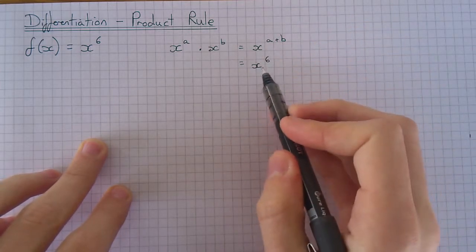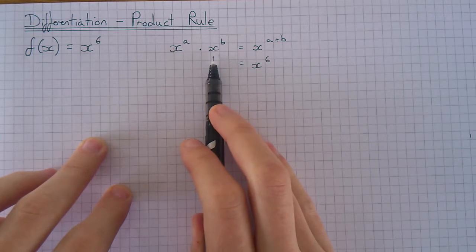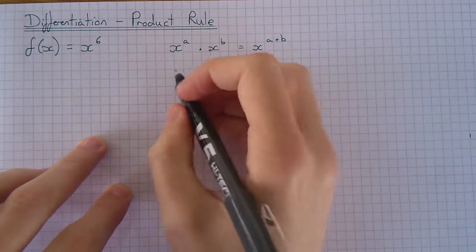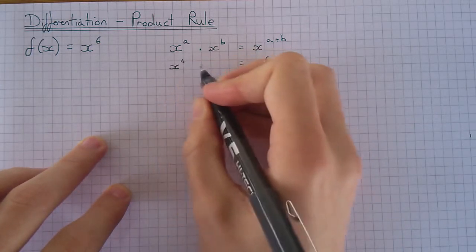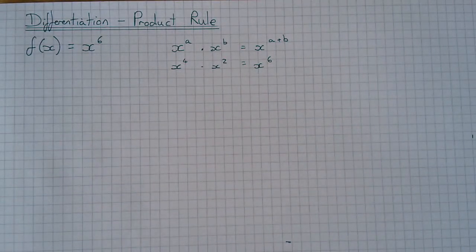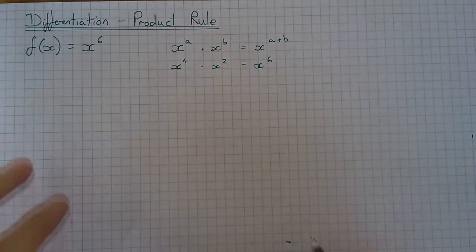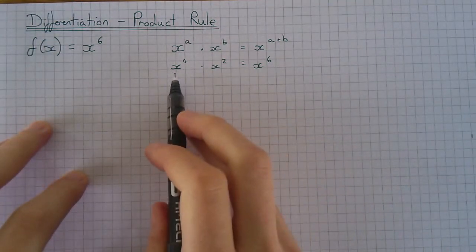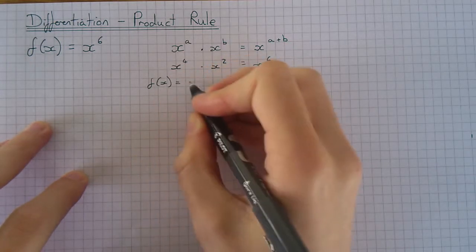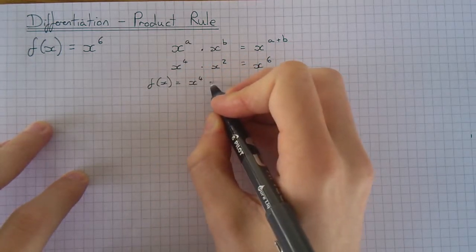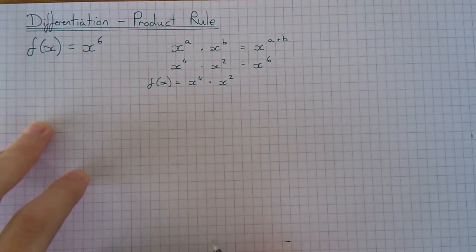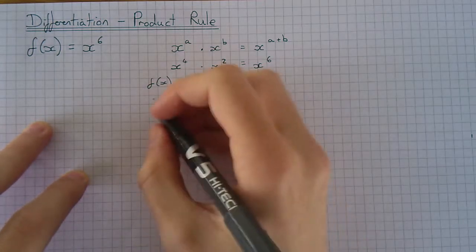In this equation, we have x to the power 6. This means we can separate x to the power 6 into two values of x where the powers add up to 6. We could use 3 and 3 or 5 and 1, but in this example we will be using 4 and 2. Clearly, when differentiating this equation, we cannot use the general rule that we've been using in the past. We must use the product rule.